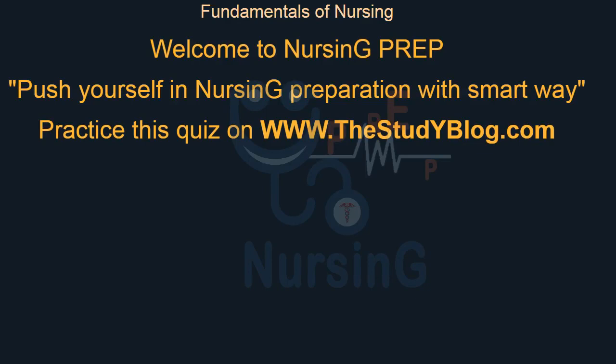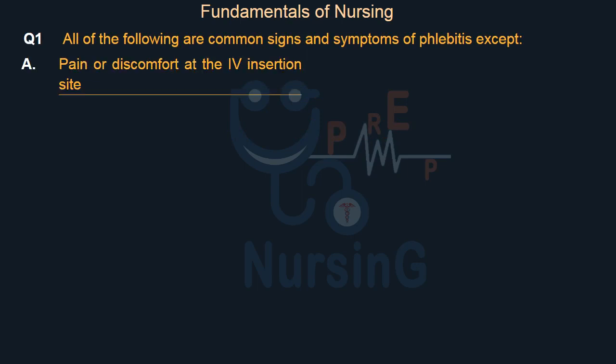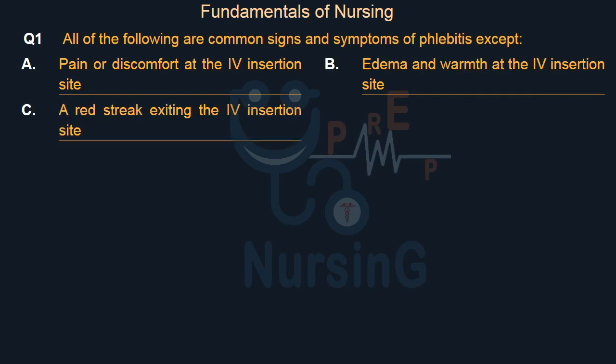www.thestudyblog.com. Fundamentals of nursing. All of the following are common signs and symptoms of phlebitis except: Option A. Pain or discomfort at the IV insertion site. Option B. Edema and warmth at the IV insertion site. Option C. A red streak exiting the IV insertion site. Option D. Frank bleeding at the insertion site.